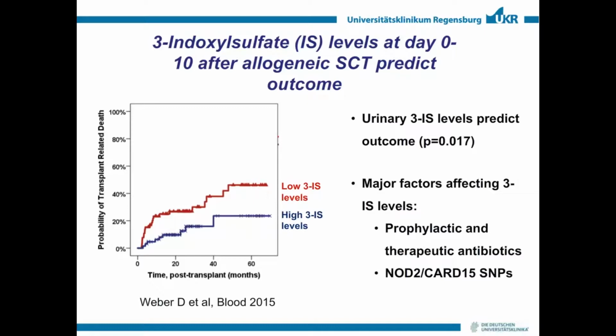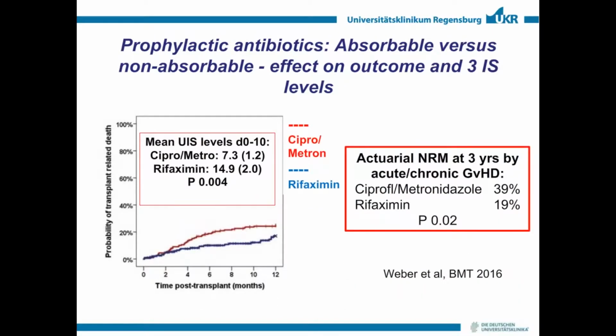When we asked for the factors affecting these indoxyl sulfate levels, we saw that prophylactic and therapeutic antibiotics influenced the indoxyl sulfate levels, and we also found a well-known genetic risk factor, the NOD2/CARD15 SNPs, which we had reported 10 years before, which represent a receptor associated with antibacterial defense. So here is a link to our previous work. So let's go in detail to prophylactic and later on to therapeutic antibiotics.